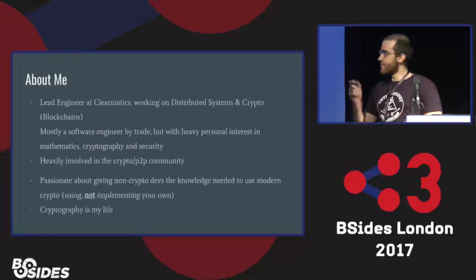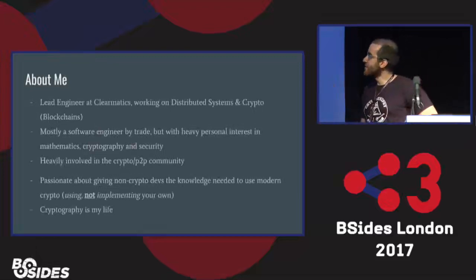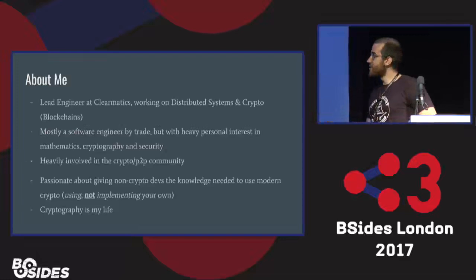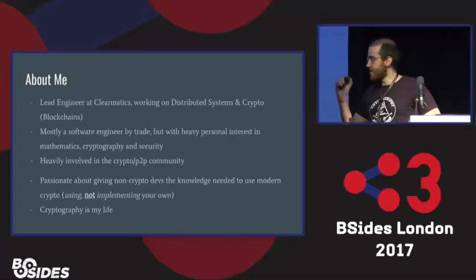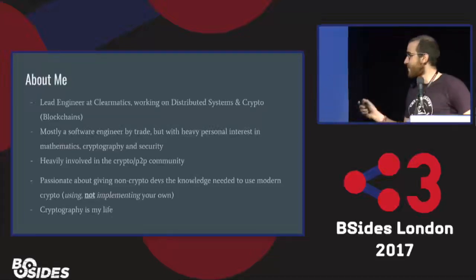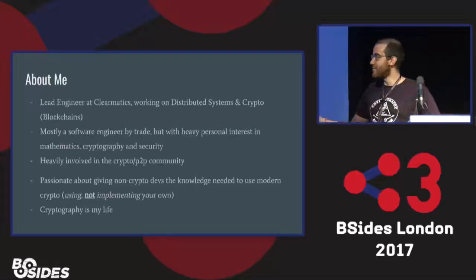So a little bit about me. I'm lead engineer at a company called Clearmatics, and I work on distributed systems and cryptography, so like blockchains, but more than just blockchains. Mostly a software engineer by trade, but with heavy personal interest in mathematics, cryptography, and security. I'm heavily involved in the cryptocurrency and peer-to-peer community. I'm passionate about giving non-crypto devs the knowledge needed to use modern crypto. Use it, not implement your own.